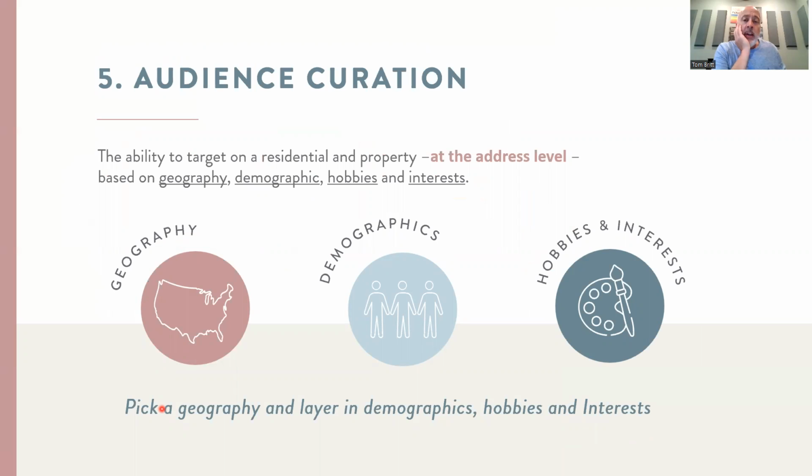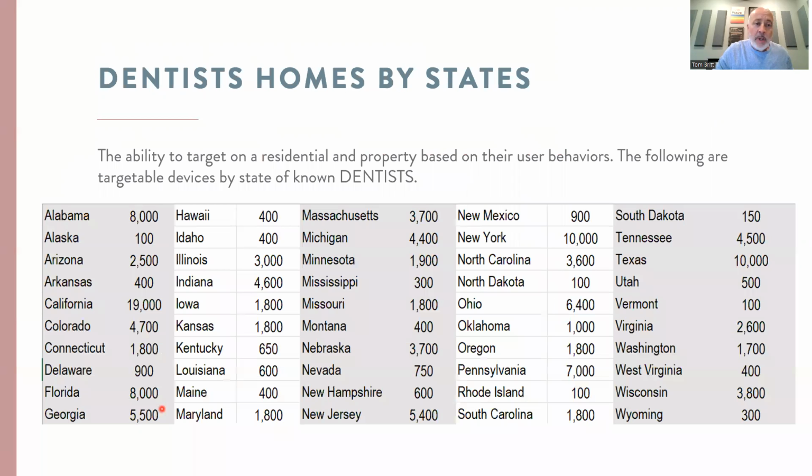And this last method, which I think is going to be most interesting for ddsmatch.com, is audience curation. Now, we can target people on several interests, hobbies, geography, the age of their home, how much they pay in taxes every year, whether they have a Discover card, if they're left-handed. We can target people based on several different things. But one of the audiences we can target is dentists. We know people who are dentists by state.